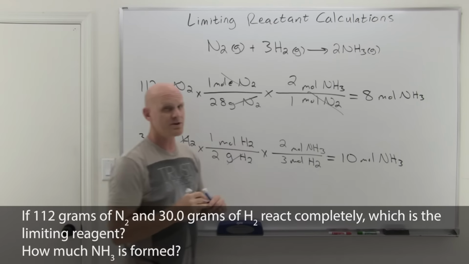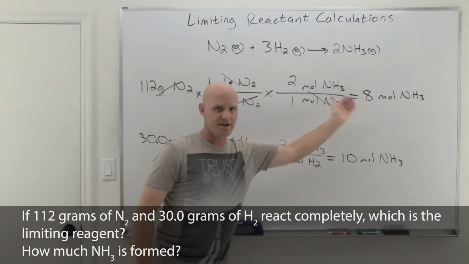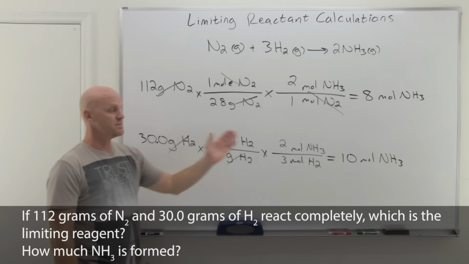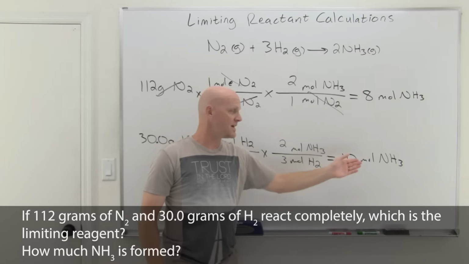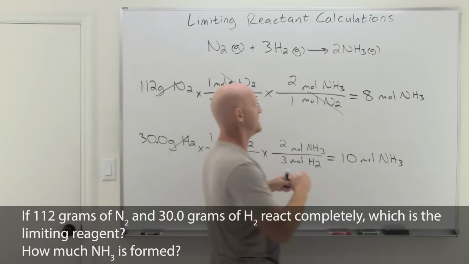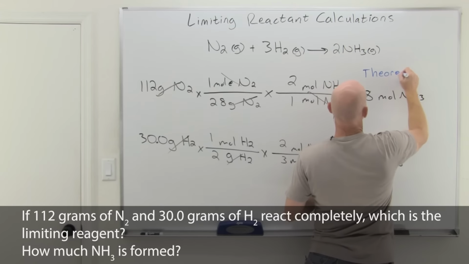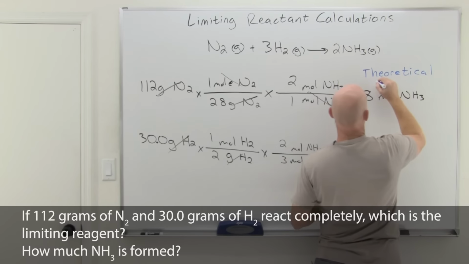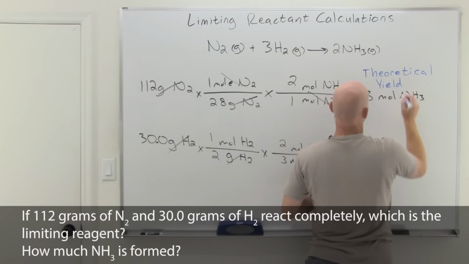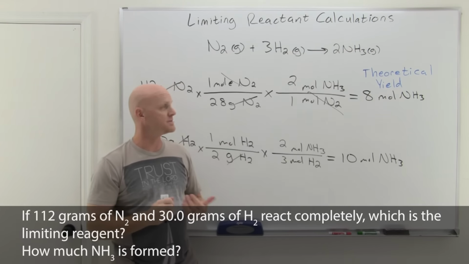of NH3. And so you're supposed to take this now, that you have enough N2 to make 8 moles of NH3. You've got enough H2 to make 10 moles. So can you make 8 moles or can you make 10 moles? Well, you can only make 8 moles. That's kind of the idea here. And we call this 8 moles here the theoretical yield. It is the maximum number of moles of NH3 we could possibly make.